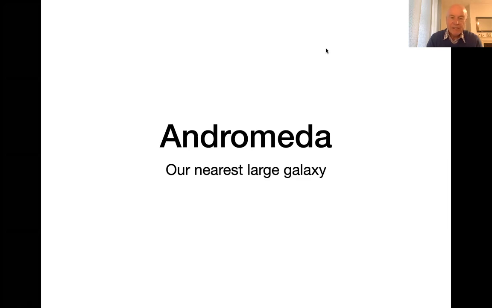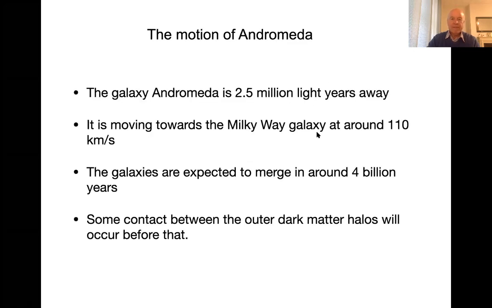This presentation is about the Andromeda galaxy. Now, the Andromeda galaxy is 2.5 million light years away, and it's moving towards the Milky Way galaxy at around 110 kilometers per second. The galaxies are expected to merge in around 4 billion years. But some contact between the outer dark matter halos will occur before that time.